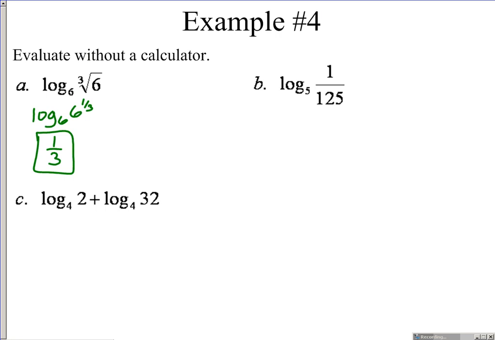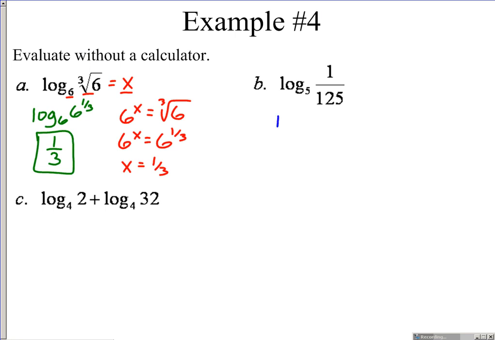You could have also taken this and set it equal to x and changed to an exponential. Base to the exponent equals the argument, 6 to the x power equals the cube root of 6. And now when you have like bases equal, that means that their exponents are equal. Again, you can use either method, but you need to show what method you are using. It will not be sufficient just to write an answer down.